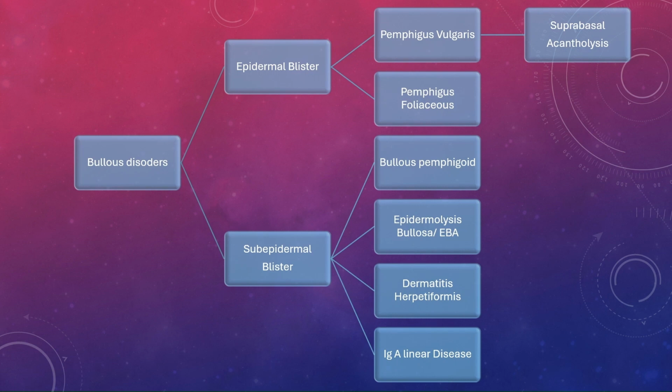So there is a gap between basal layer and the rest epithelium. In the Pemphigus foliaceous, there is a subcorneal acantholysis. So there is a gap between corneal layer and the rest epithelial layers.